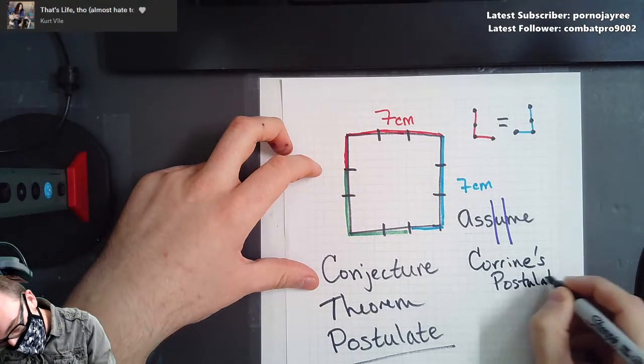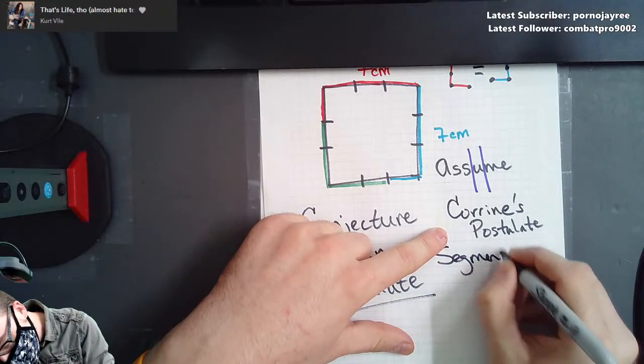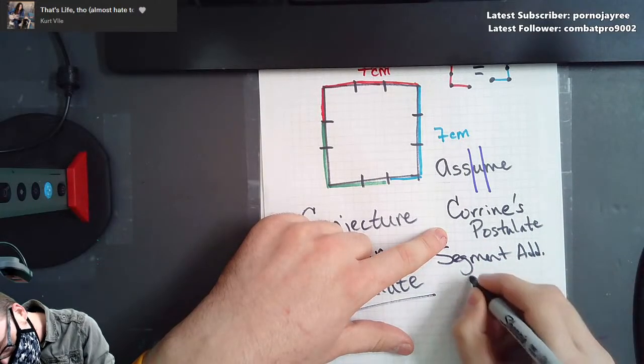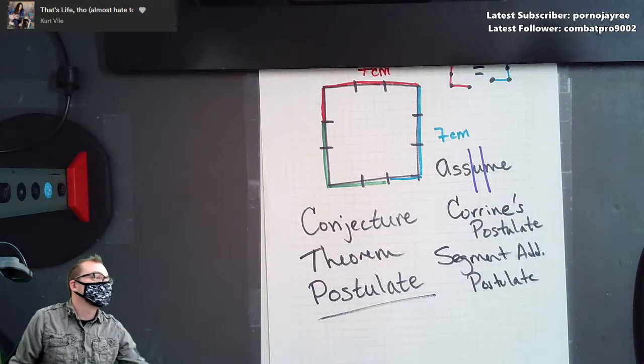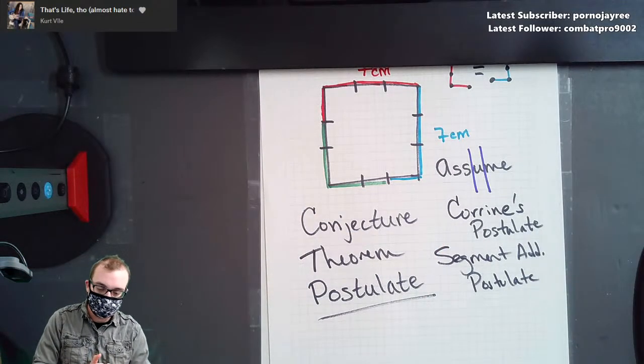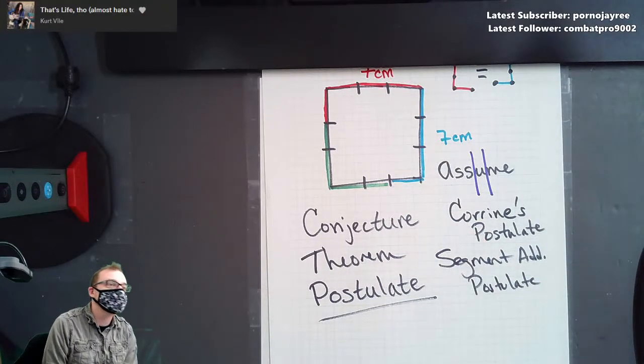Now, unfortunately, someone beat Corinne to it. We don't know who. We call it the segment addition postulate. I think that's fine. I don't care, as long as we all know what we're talking about. Corinne's postulate. Segment addition postulate. This one's SAP. If you spell it out, that's fun. CP, I don't know.